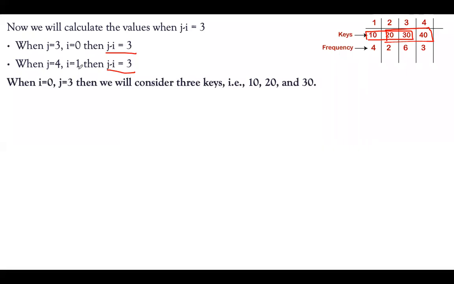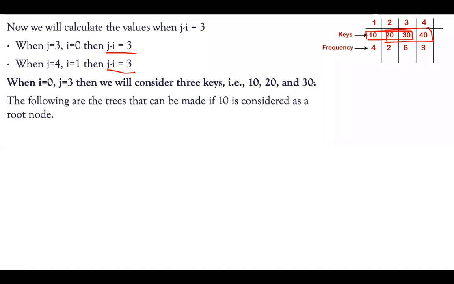When i is equal to 0, j is equal to 3, then the three keys are 10, 20, 30. That tree, in the beginning itself, we discussed, no? 5 possible trees are there, when 10 will be root, 20 will be root, and 30 will be root. So for these three situations, 2 trees you will get if 10 is root. If 20 is root, only 1 tree. If 30 is root, you'll get 2 trees.